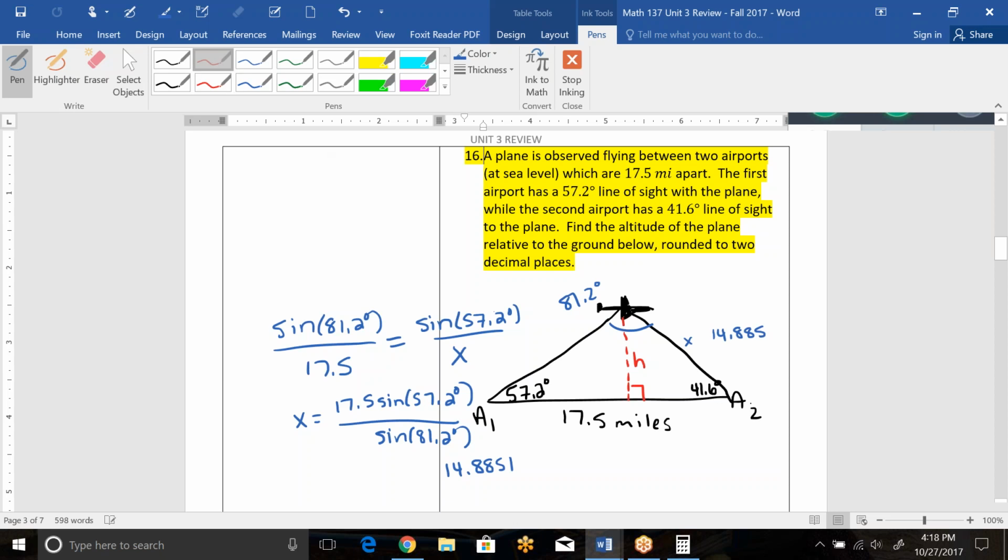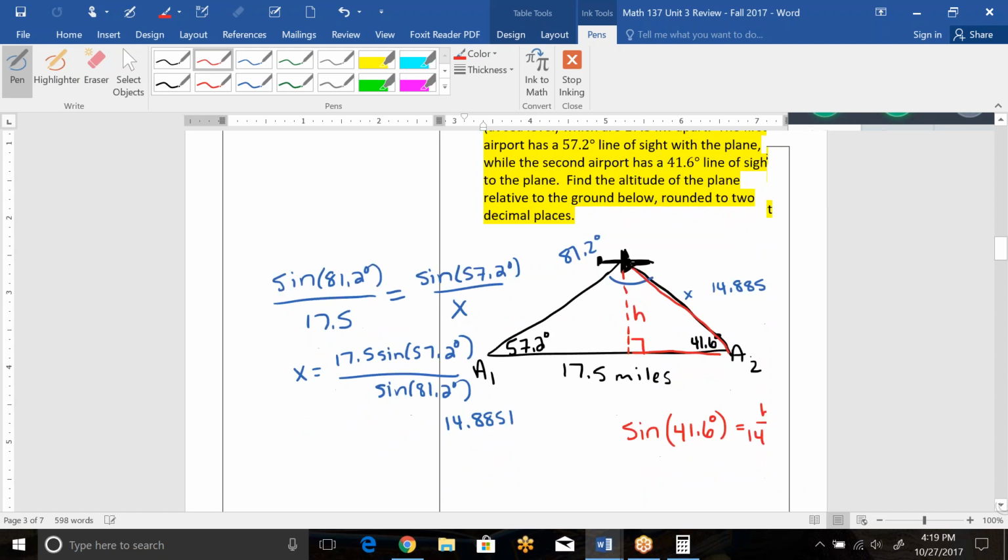Okay, so then this triangle right here is now a right triangle, so we can just use regular trig functions. 41.6 is opposite to h, and this is the hypotenuse. So we can use sine, just a regular sine relationship, to solve for h. No law of sines, just this is a right triangle, so we don't need law of sines. So we'll multiply both sides by the 14.8851 to solve for h.